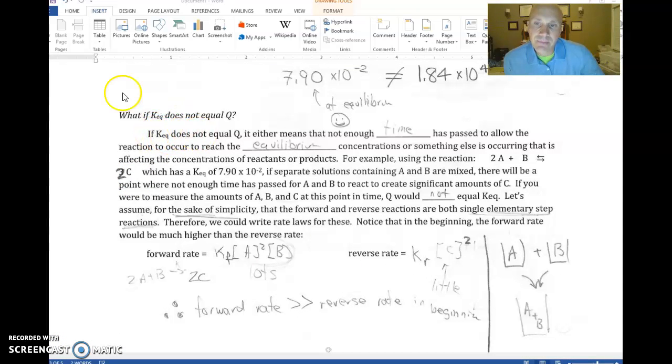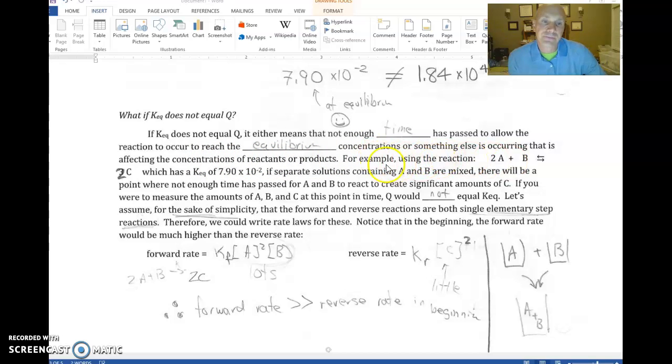So what happens if KEQ does not equal Q? Well, it can mean one of two things. Either there's not been enough time to pass to allow the reaction to eventually get to the equilibrium concentrations. Another thing that could happen is that there's some other event going on that's preventing the concentrations of the reactants from getting to those equilibrium concentrations. And we'll talk a little bit more about that later.